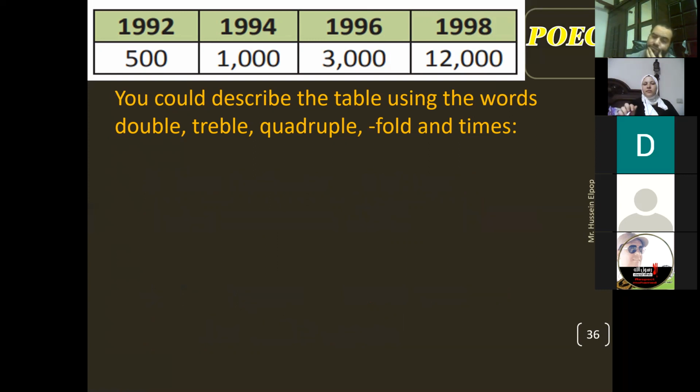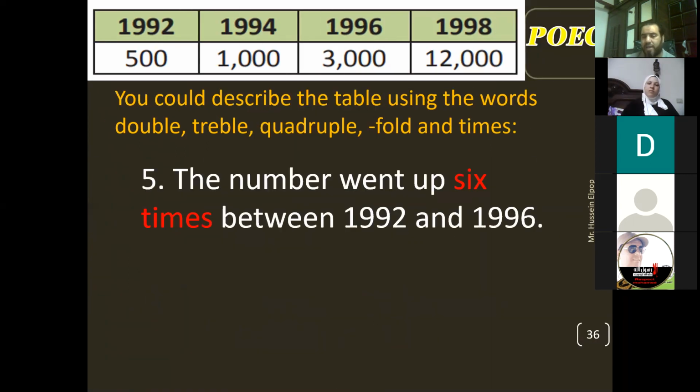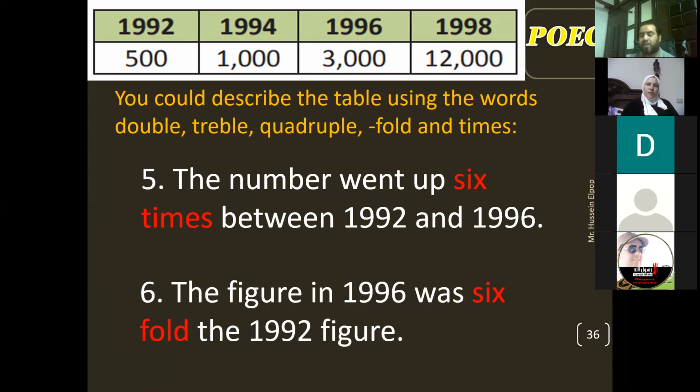If the adjective is more than one word, we add the hyphen. So that's an adjective, because of a twofold increase. Because of the article, yes, that's an adjective because it refers to the increase, the amount of increase. While here it's a noun, the normal one. The figure in 1996 was sixfold the 1992 figure. Okay.